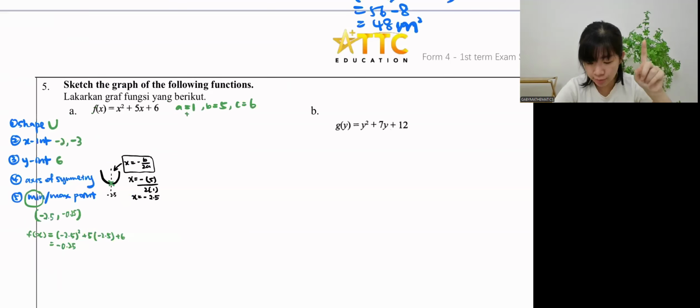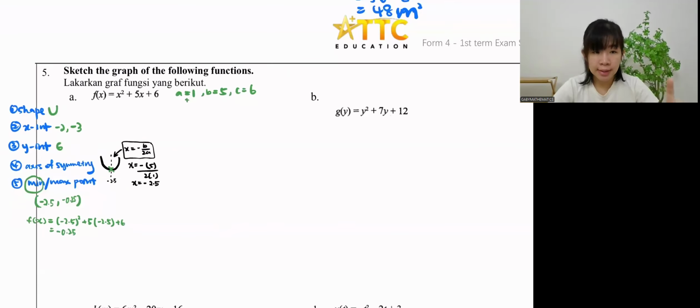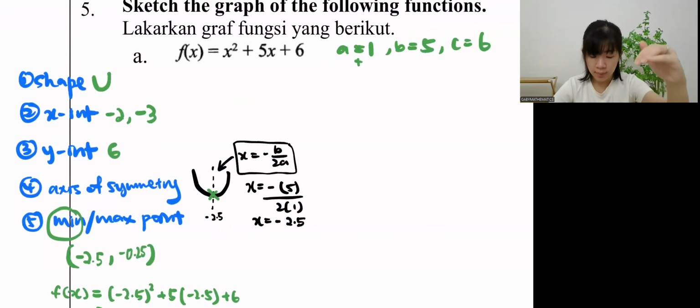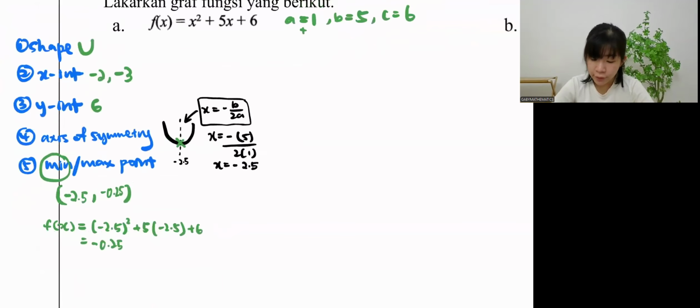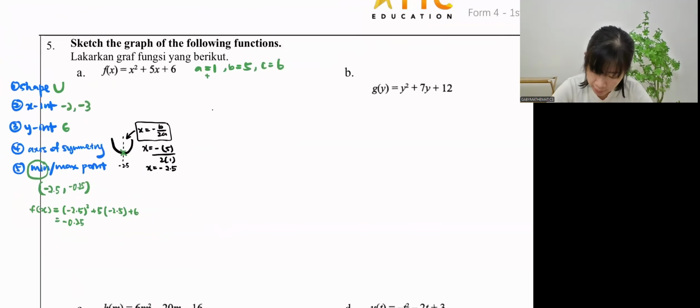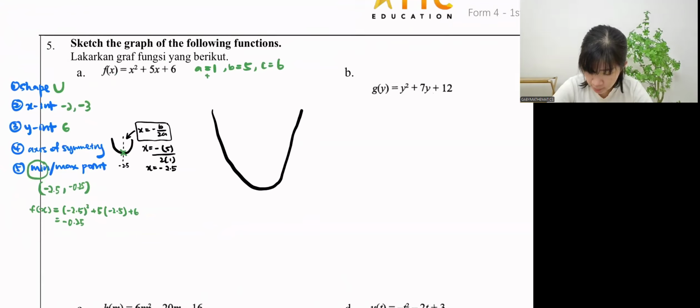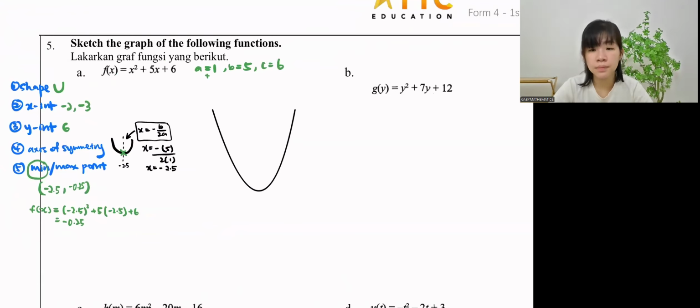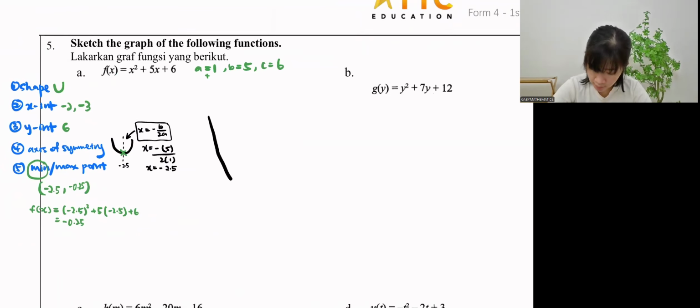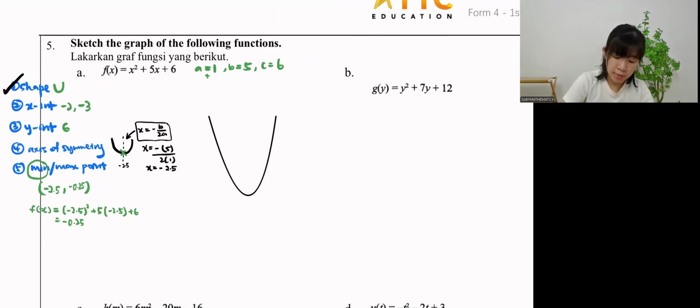We always sketch with a pencil. First, you follow the sequence 1, 2, 3, 4, 5. First you draw the shape, a happy face. You sketch a happy face like this. Okay, the shape is done.